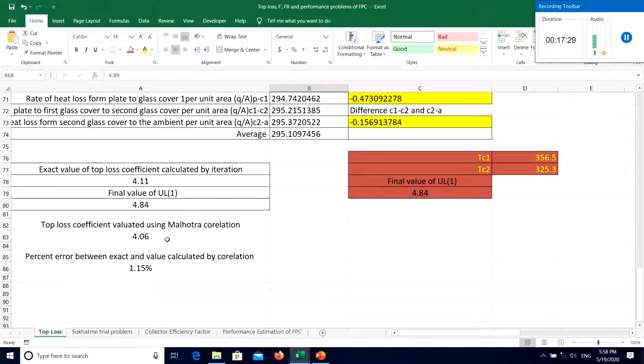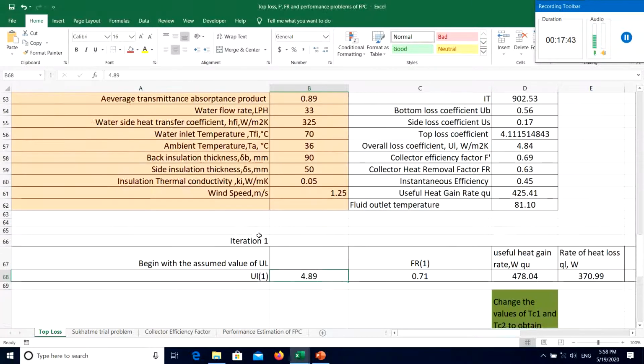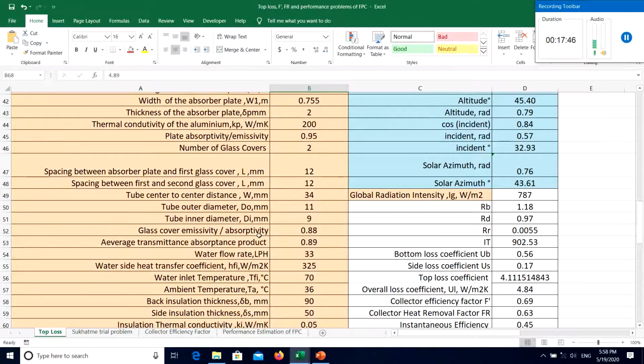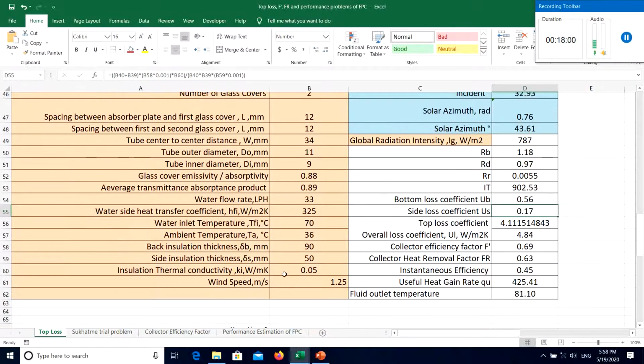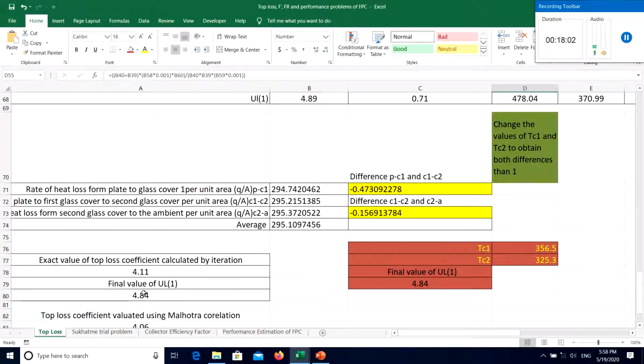Now if 4.8 is the overall heat loss coefficient, then in that what will be the top loss coefficient? The top loss coefficient is 4.11. So this is the exact value of top loss coefficient calculated by iteration. I will show you what is the value of side loss and bottom loss. So this is the bottom loss coefficient. We can see here the insulation thickness, K upon del. So this comes out to be the bottom loss and this comes out to be the side loss. So if you subtract these two losses from here, you will get the exact value of top loss coefficient.